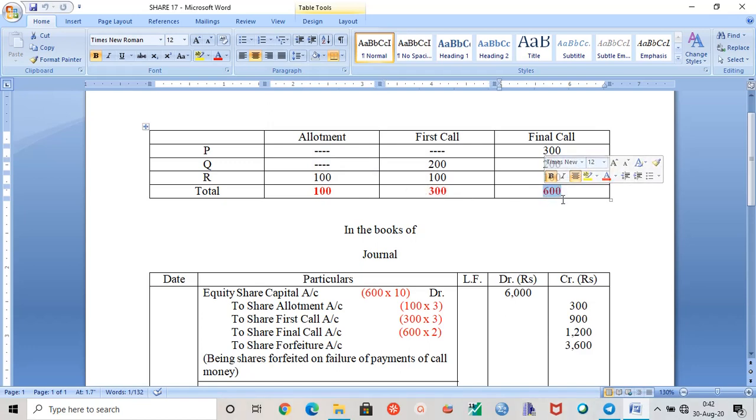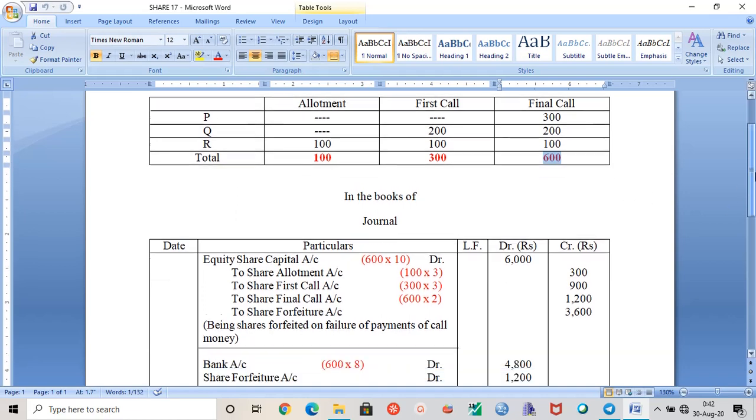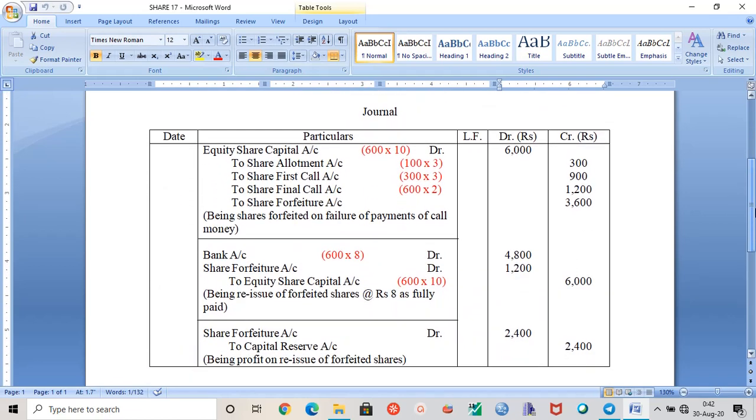So this 600 is actually the total number of shares to be forfeited. And the advantage of making this table will be used here: 100 into 3, 300 into 3, 600 into 2. So this is the advantage of making this particular table. But if you are very familiar with the terms, then you may not need to make this kind of table. So let us focus on our journal entries now.